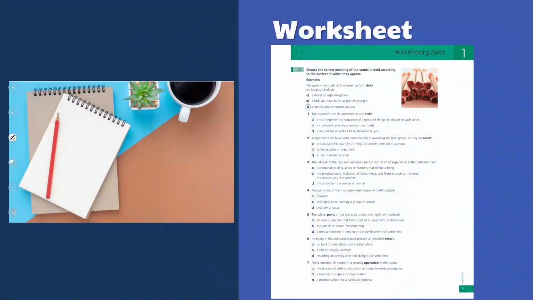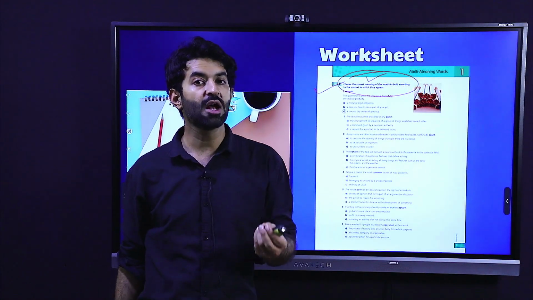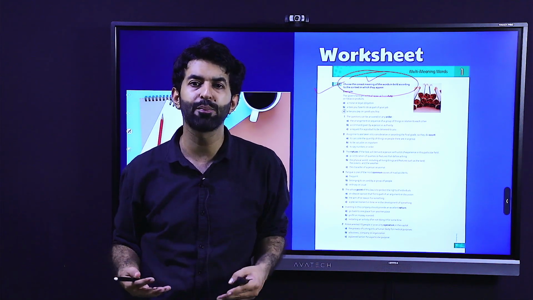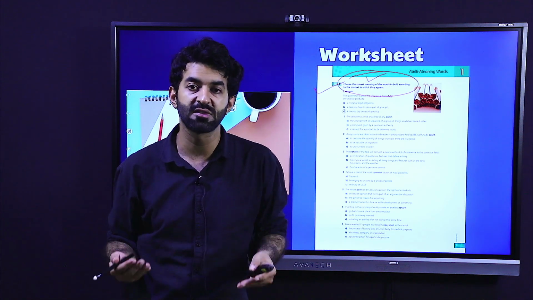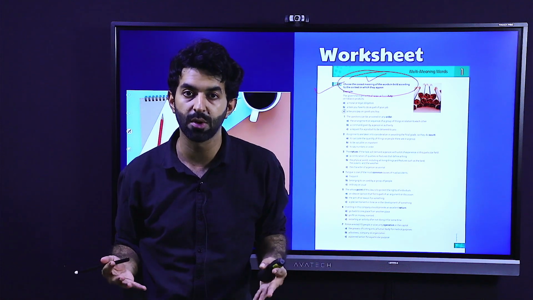The worksheet is added. Now this worksheet is very comprehensive and very interesting. Choose the correct meaning of the words in bold according to the context. And if you're not familiar with the word, you can consult your dictionary or thesaurus and learn the word quickly with examples, pronunciation, classification, and so much other information that is available in a dictionary.